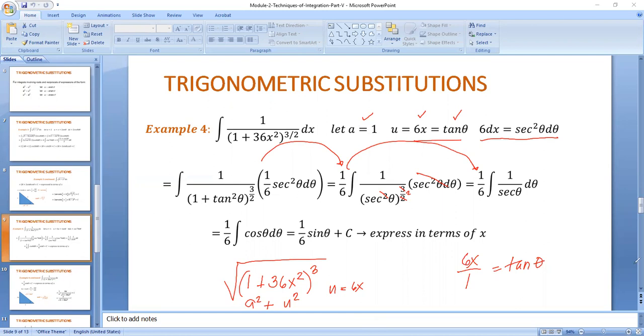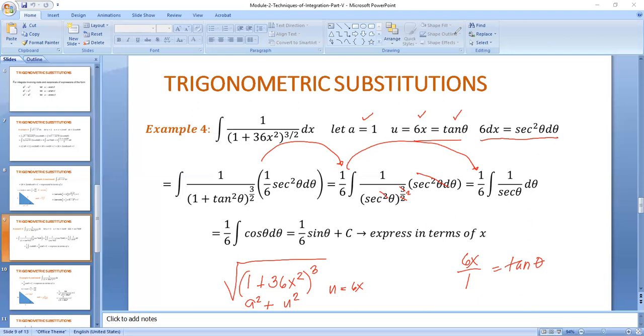Questions? Question. Yes. Where did we get the tan theta, miss? So 6x is equal to tan theta. Okay. It's taken from the substitution equation.